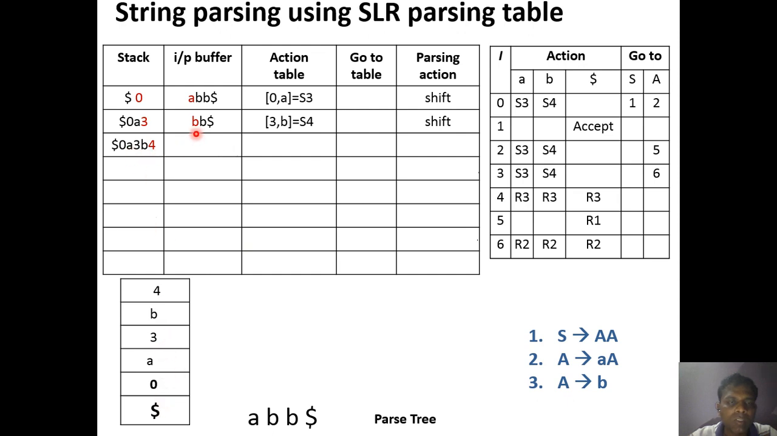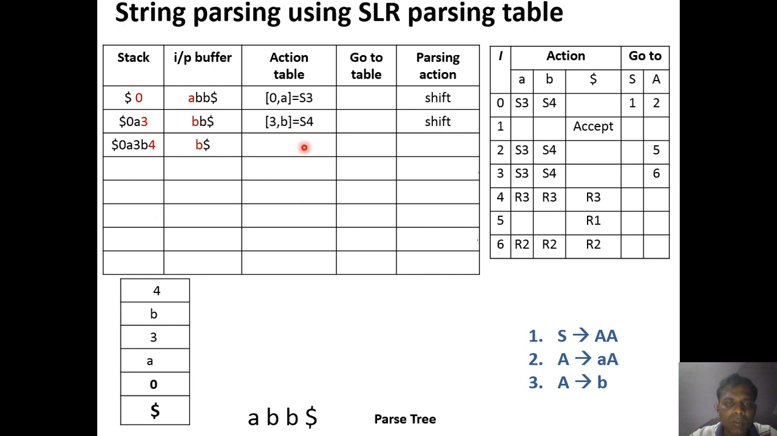I have already shifted the b onto the top of the stack. So my input buffer remaining is b dollar. On 4 I'm going to read b. On 4, whenever I'm reading b, the operation is R3. R3 is reduce 3. Reducing is a pop operation, and shift is a push operation. So whenever there is a reduce operation, what is the meaning of R3? R3 means reduce by production number 3.